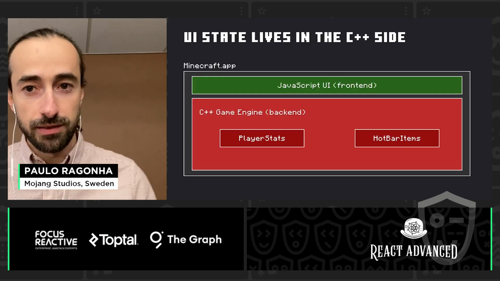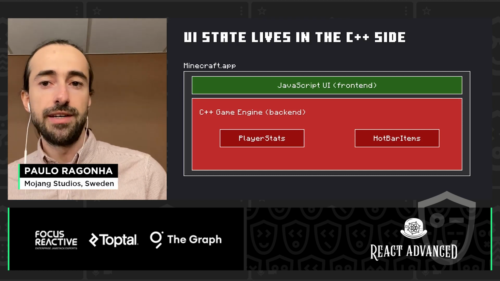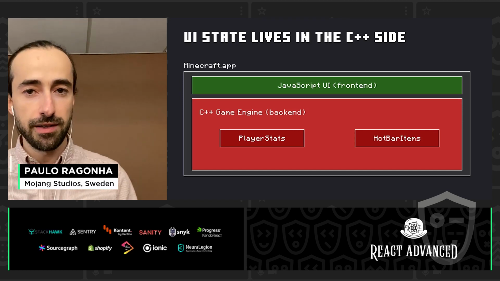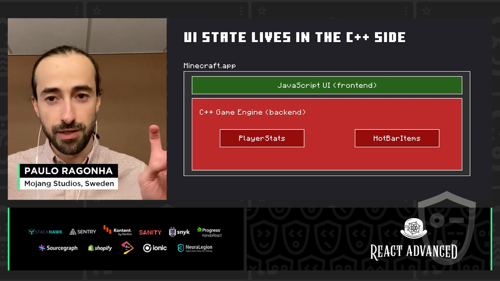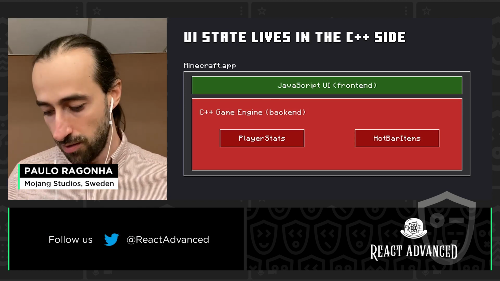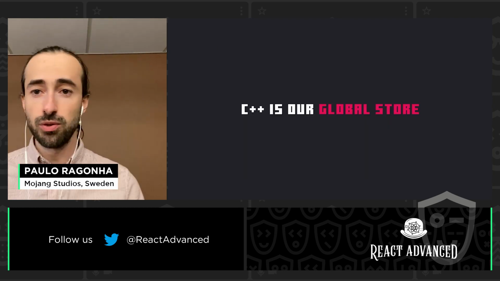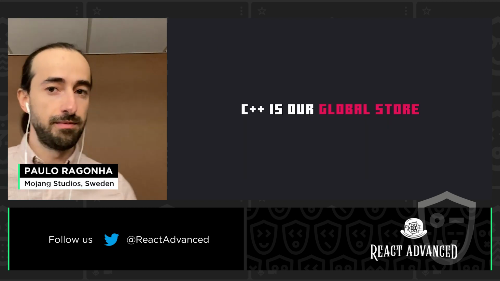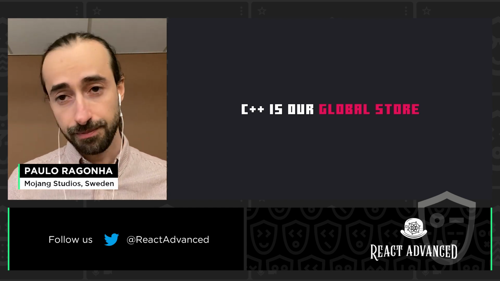Conceptually, then, what we want is that the state shouldn't live on the JavaScript side, but rather it should live on the C++ side, which is our backend, but is living right there within the same process. We want a global store, and that global store is the C++ side of the game.